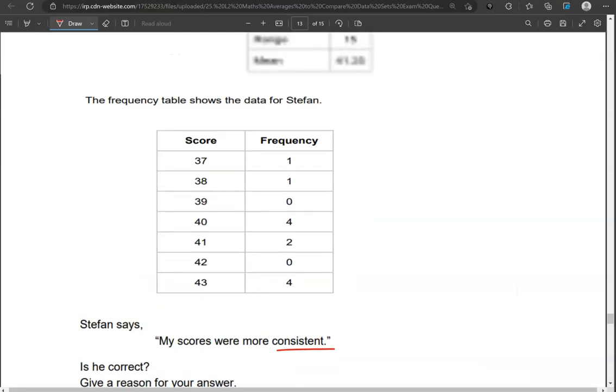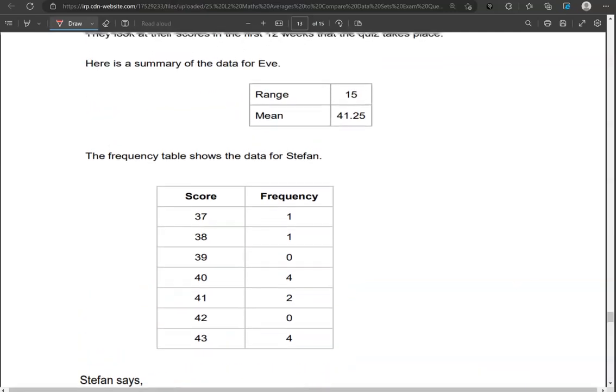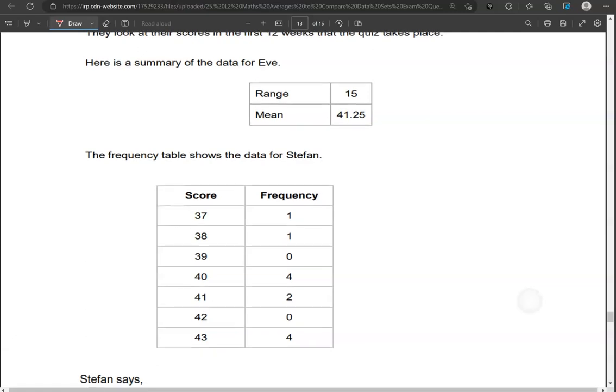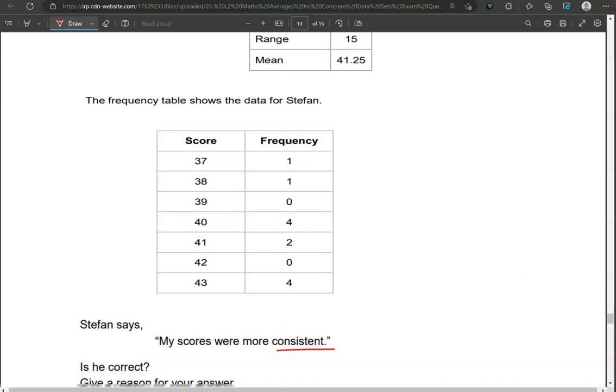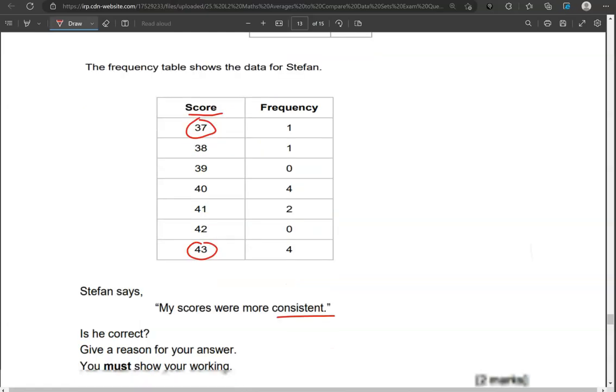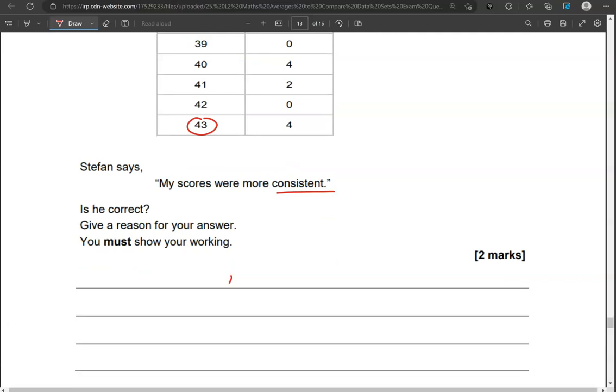Now, you've got to be really careful here. It says range, that is the range for the scores, not the frequency. So focus on the score column. What is the highest score? That is 43, and the lowest is 37. So we'll do 43, take away 37.